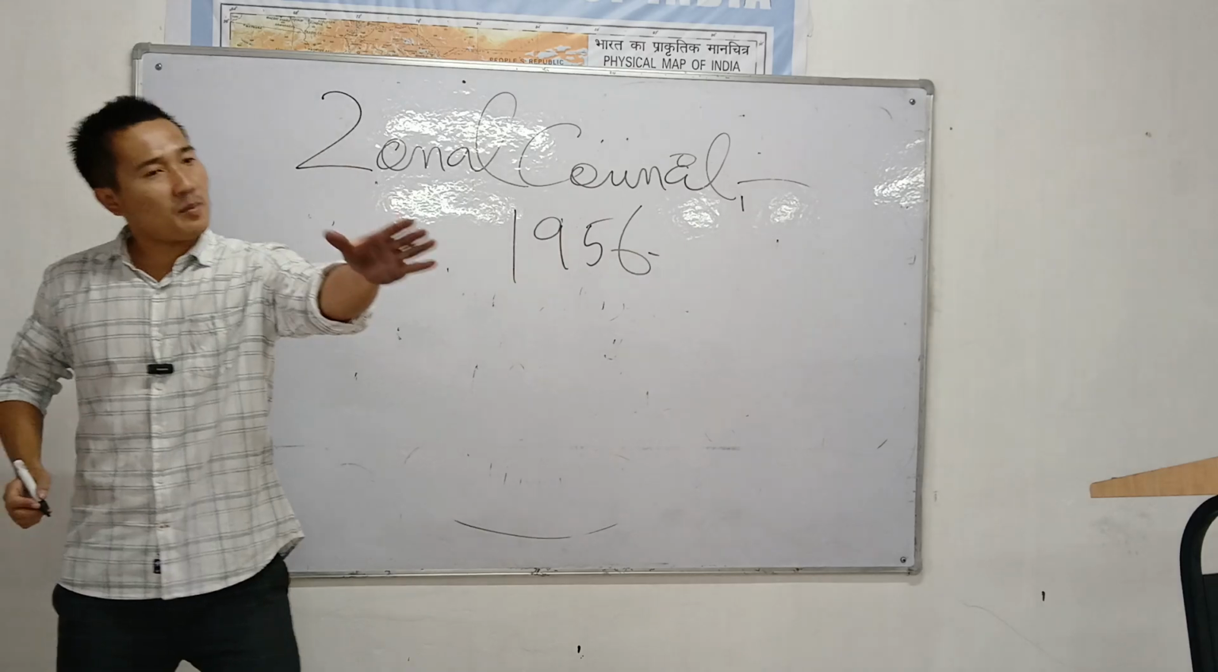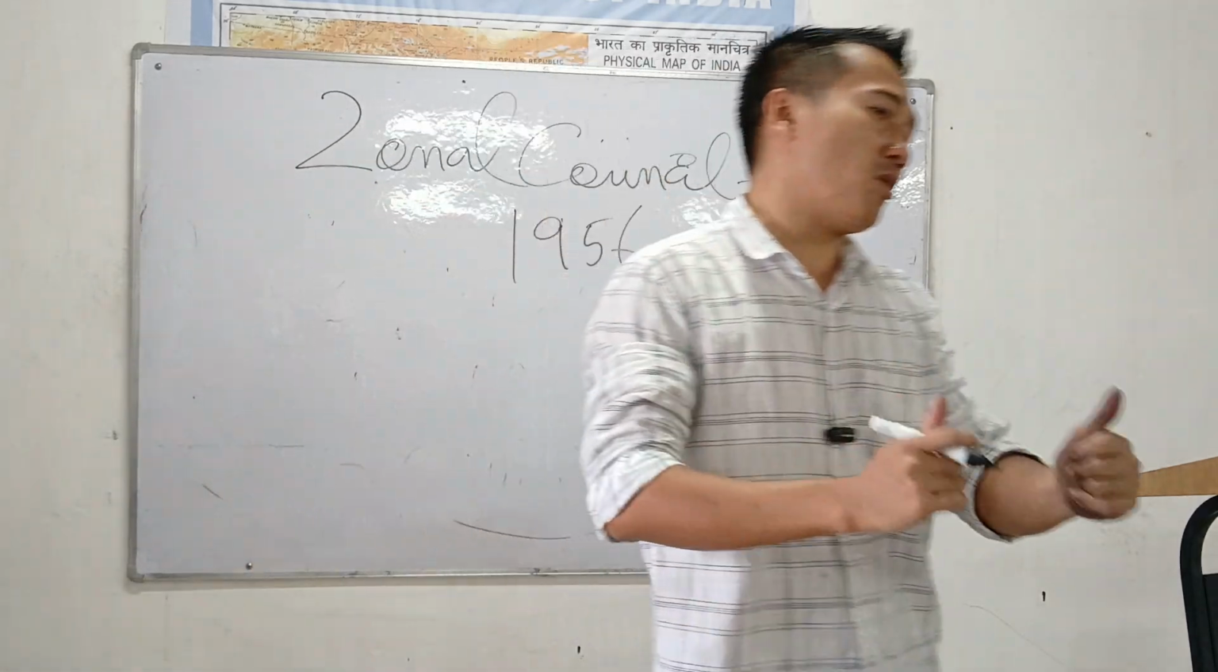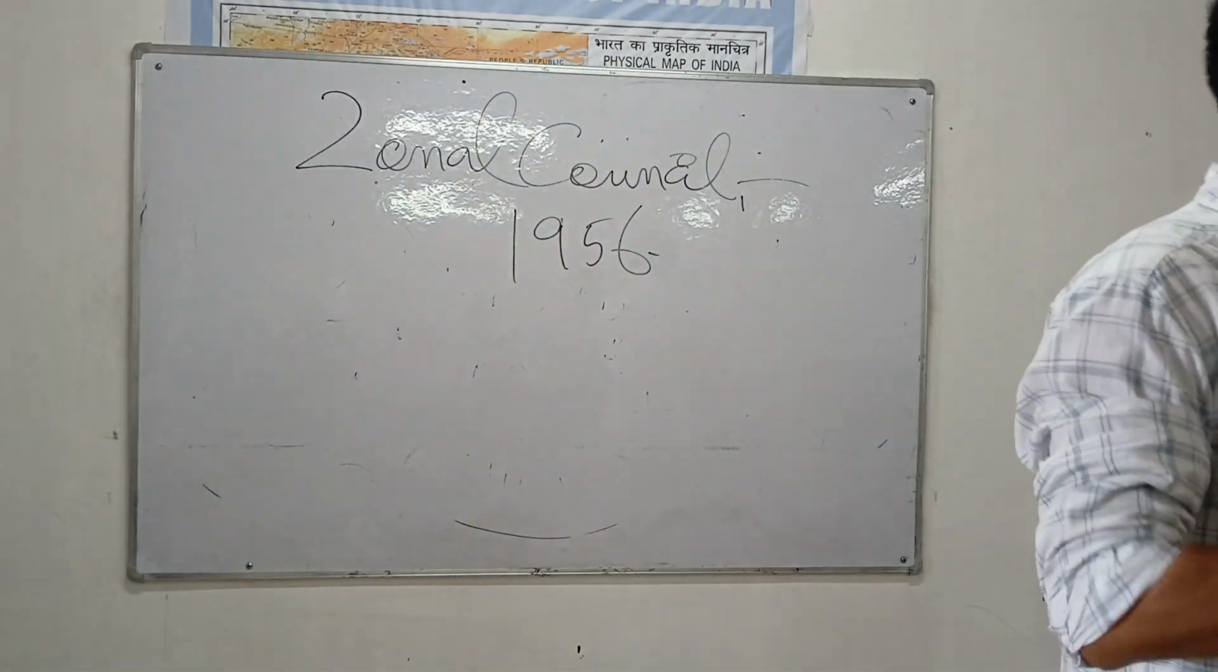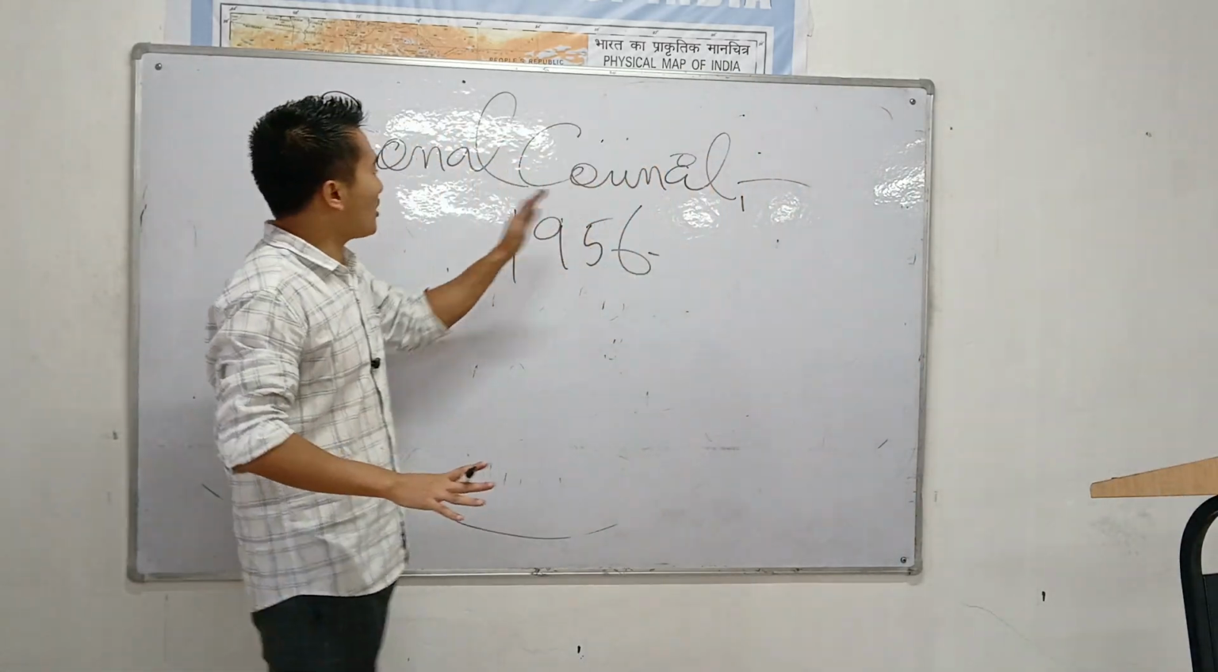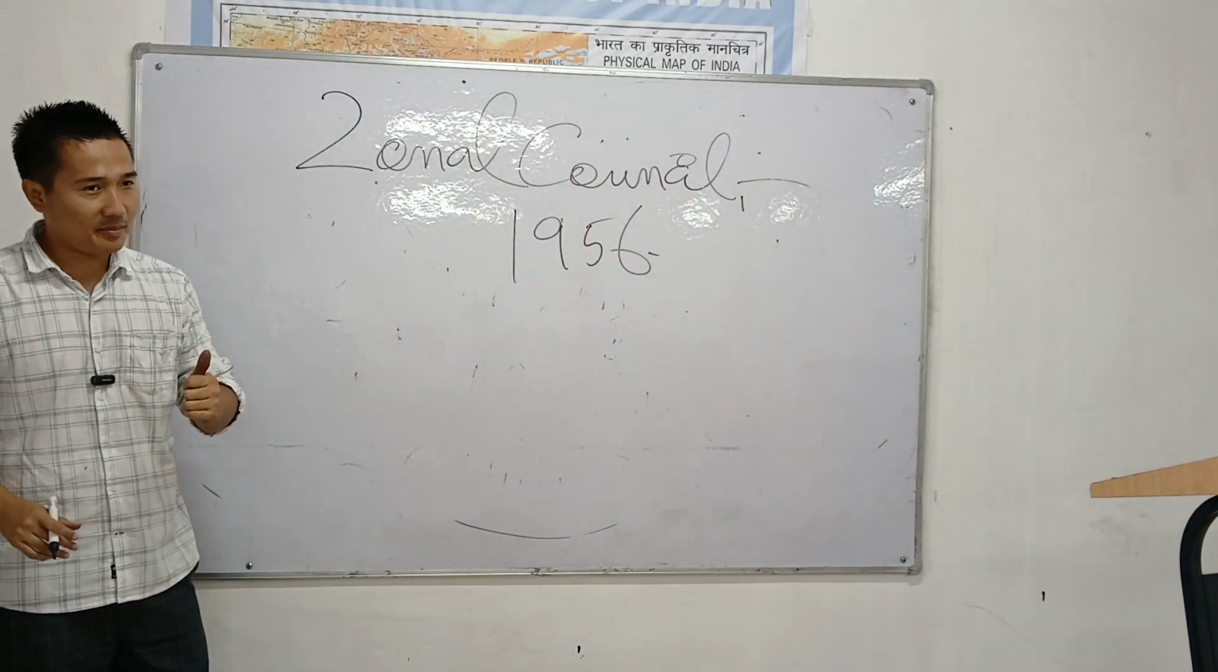Zonal Council was established by an act of the Parliament, which means it is not a constitutional body. It is also a non-constitutional body. Anytime it can be removed. Zonal Council can be removed anytime.